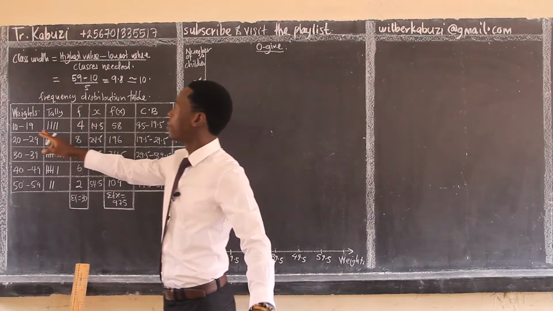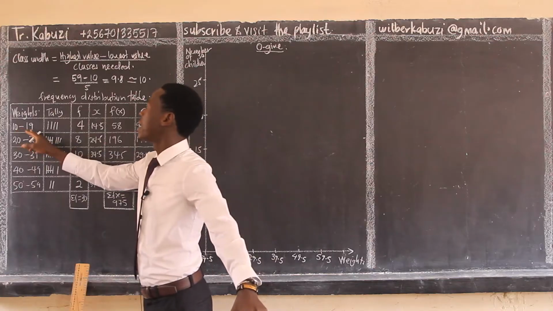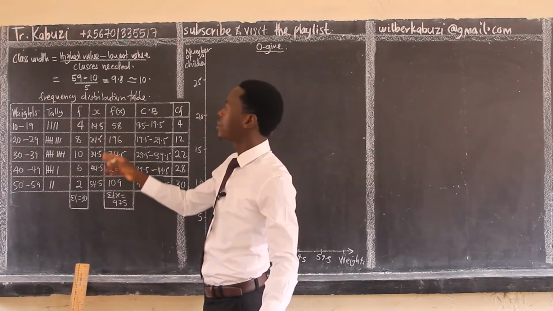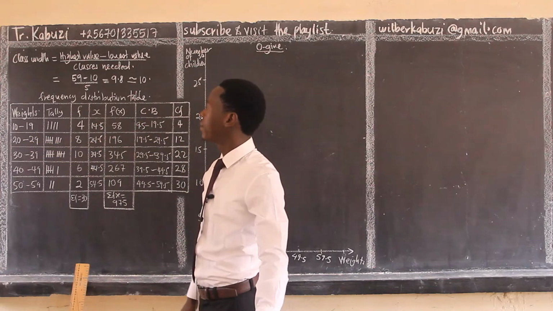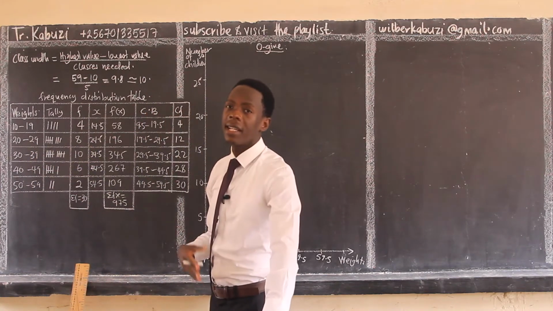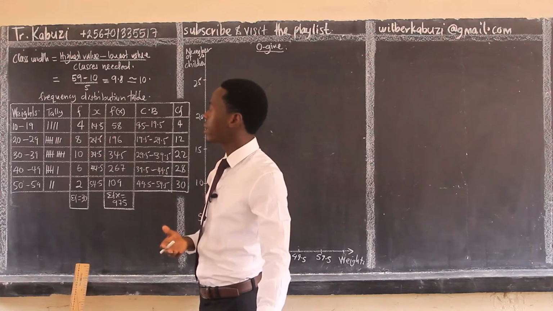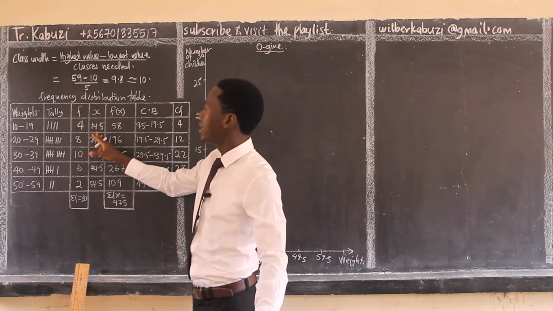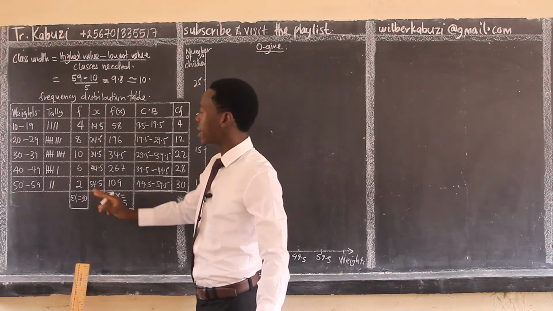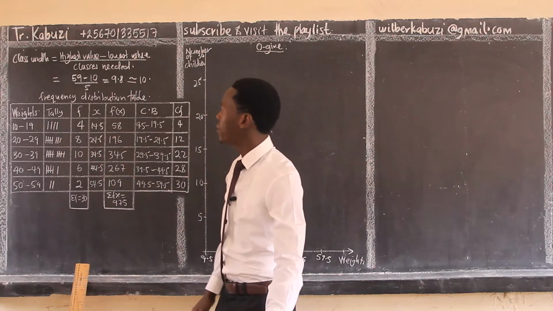Then x, you get this plus this divided by 2. So this will be 10 plus 19, that's 29, divided by 2. You get 14.5. You do the same here, but we say there is an easier way. If you get this, now just keep on adding the class width. So add 10 here, you get this, add 10, like that until you reach the last. f of x, get this times this, you get those values.